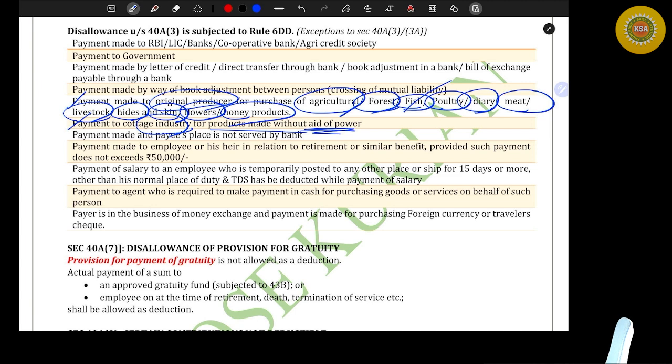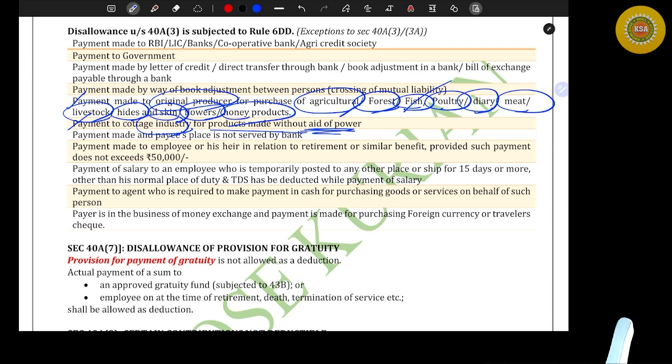Payment made to an employee or his heir in relation to retirement or similar benefit, provided such payment does not exceed 50,000. Say one of my employees is getting retired today. I'm making a payment, say for example, paying gratuity or provident fund, in relation to the retirement. And how much is the amount? 50,000. No problem. I can make up to 50,000, not more than that. Are you with me?